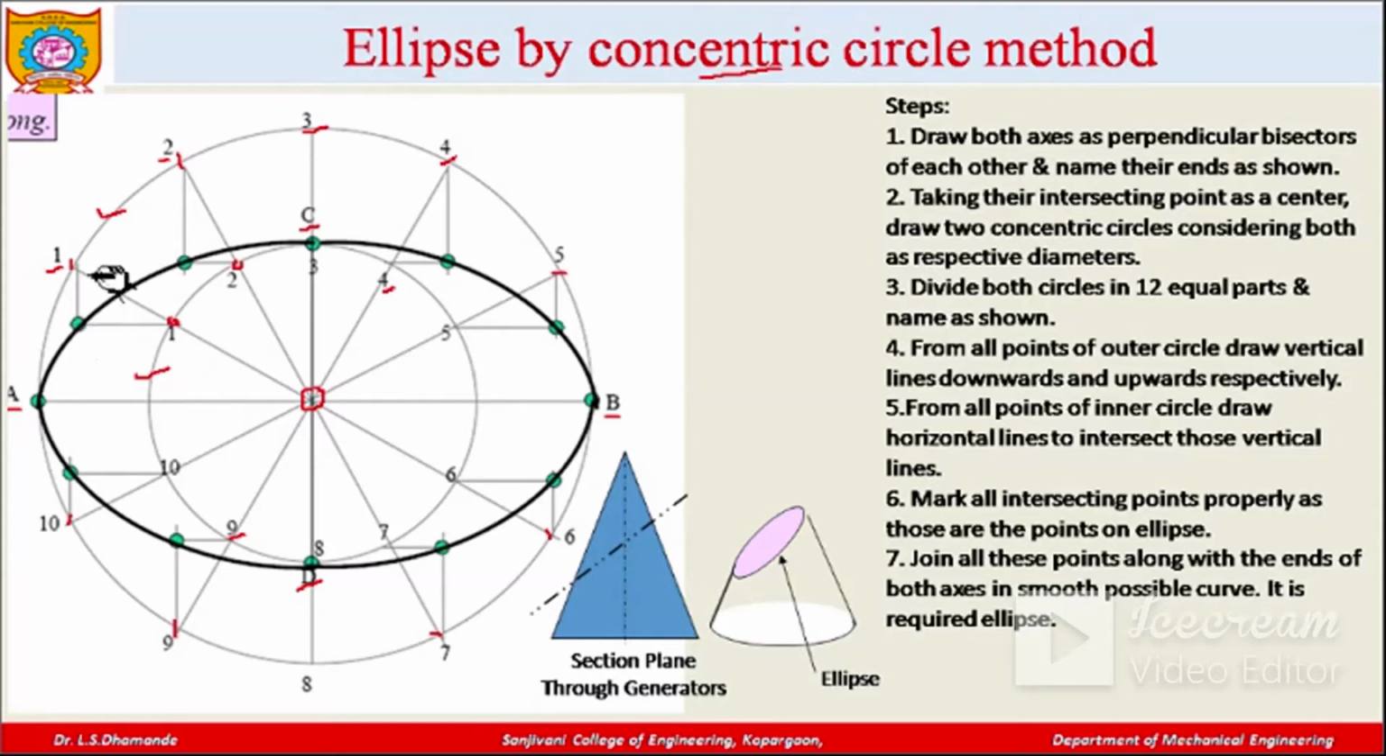You will find that the vertical line from the outer circle and the horizontal line from the inner circle intersect at a certain point, and this is nothing but a point on the ellipse. Similarly you can draw the vertical and horizontal lines from 2 and 2 on the outer and inner circles, and accordingly you will get these different points at the intersections of the vertical and horizontal lines. When you join all the points obtained in this way, that curve is called an ellipse. For drawing this curve you have to use French curves. We have seen French curves in the previous presentation, which have different kinds of curves on them.